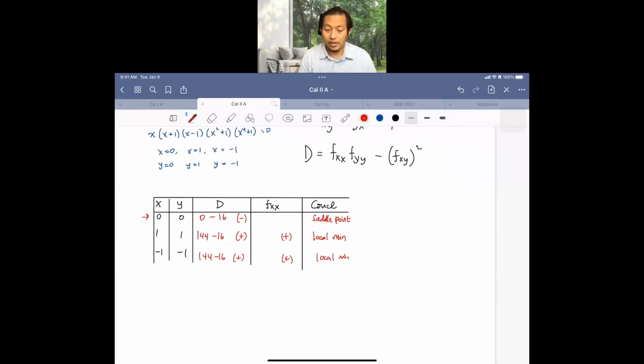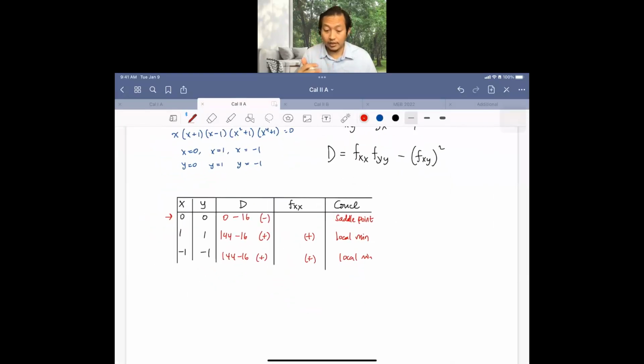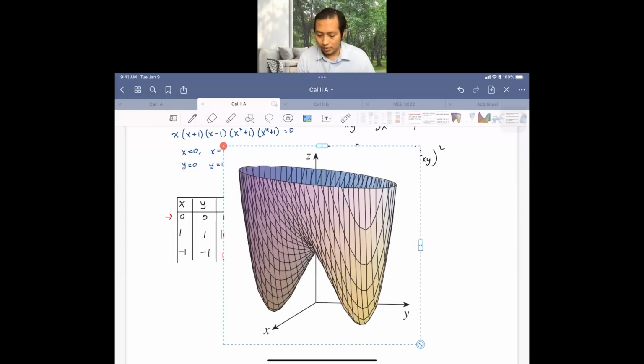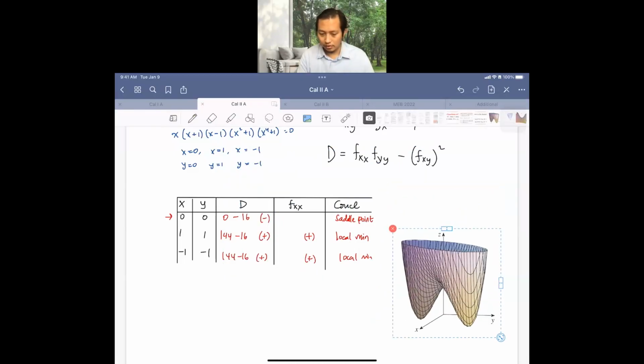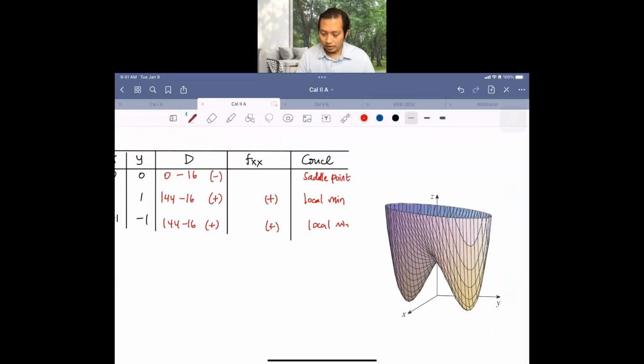Okay, and if we take this into our graphing calculators or graphing websites, we will see that this is true. So this will be the saddle point, the saddle. These two will be the local minima. So this is 1, 1. This is negative 1, negative 1. This is 0, 0.